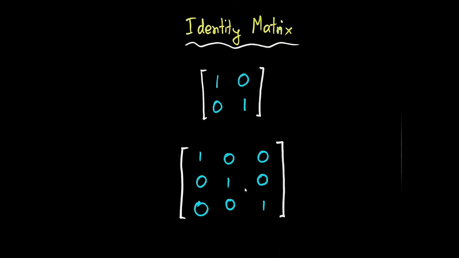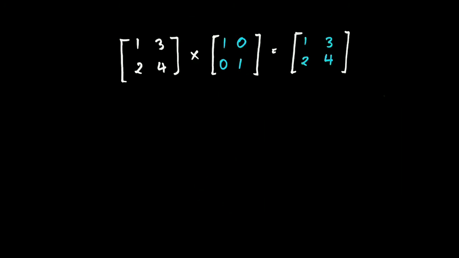Let's see what happens when you multiply an identity matrix with a normal matrix. When you multiply a matrix with the identity matrix, you get the same matrix as the result. So here we multiply 1, 2, 3, 4 by the identity matrix 1, 0, 0, 1, and we get the result 1, 2, 3, 4, the same matrix as this.